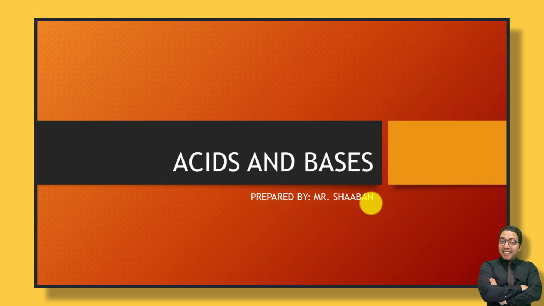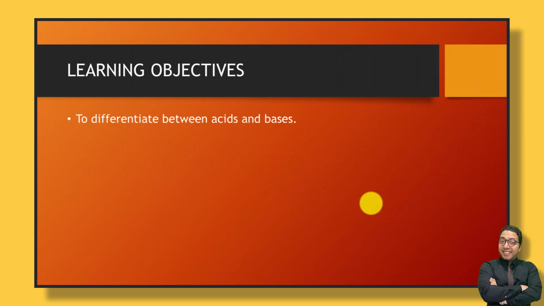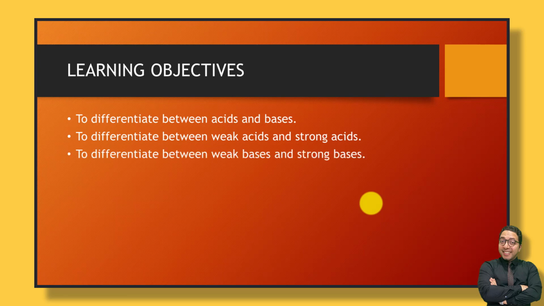In today's lesson, we're going to talk about acids and bases. In acids and bases, we're going to learn the following. We're going to learn the differences between the acids and bases. We're going to learn the differences between the weak acid and the strong acid. And we're going to differentiate between the weak base and the strong base.